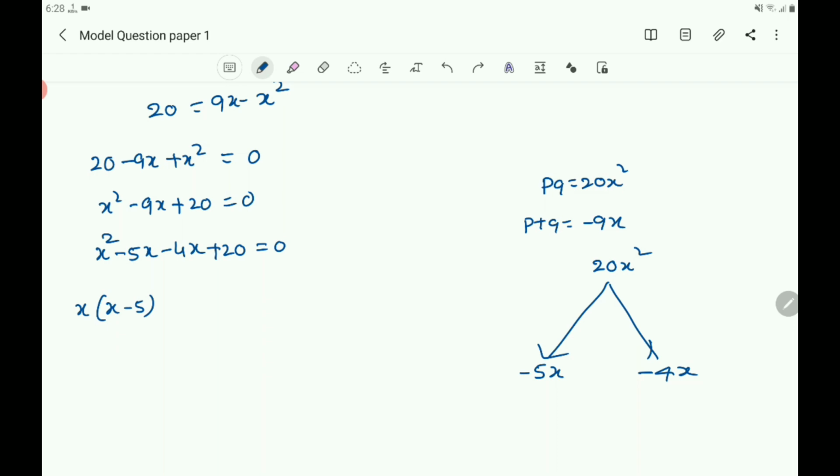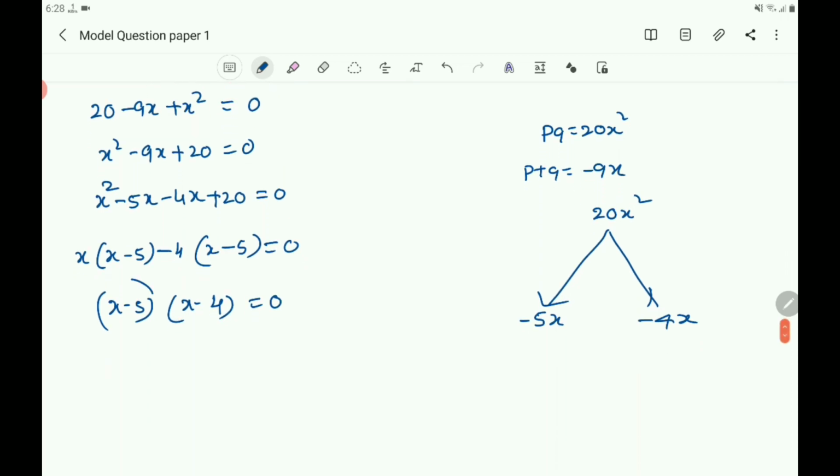Then here, out of 4 and 20, what is common? 4 is common. You write minus 4 in the bracket. x is remaining here. As there is a minus outside the bracket, the sign changes. The plus becomes minus, and 4 5s are 20, equals 0. Then again you got the same factor here, x minus 5, and the other factor is x minus 4.